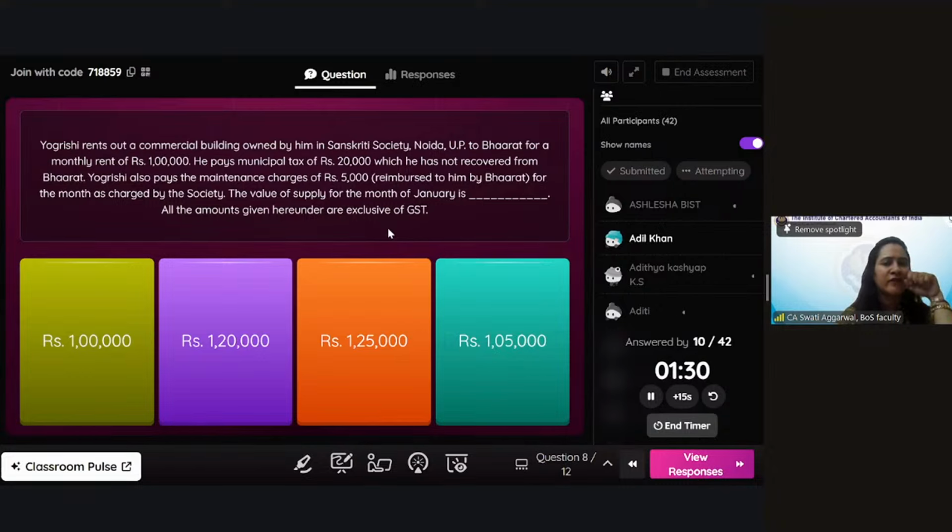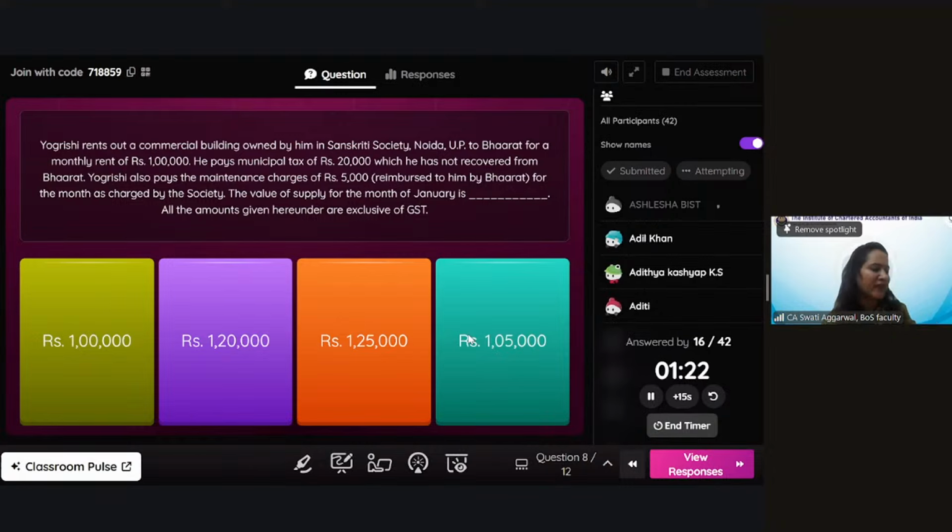All the amounts given here are exclusive of GST. Option A 1 lakh, B 1,20,000, C 1,25,000, and option D 1,05,000. You still have 1 minute left with you.